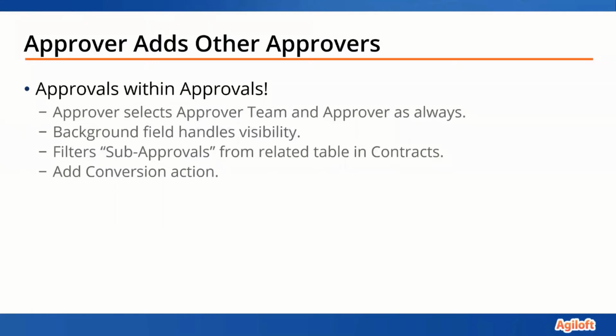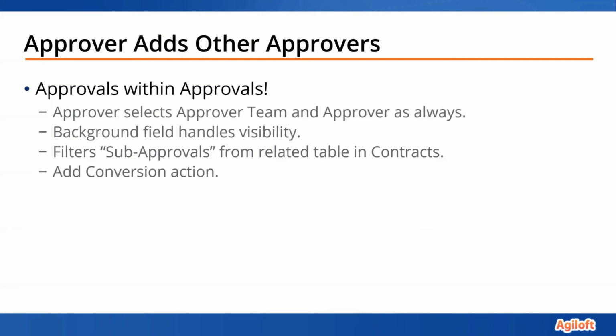This next piece is a little bit more advanced. This is approvals within approvals. You may have an approver who, before they can make their decision, needs to consult 1, 2, or as many people as necessary. This will work very similar to how we assign approvals from an approval template or from an approval record in general.